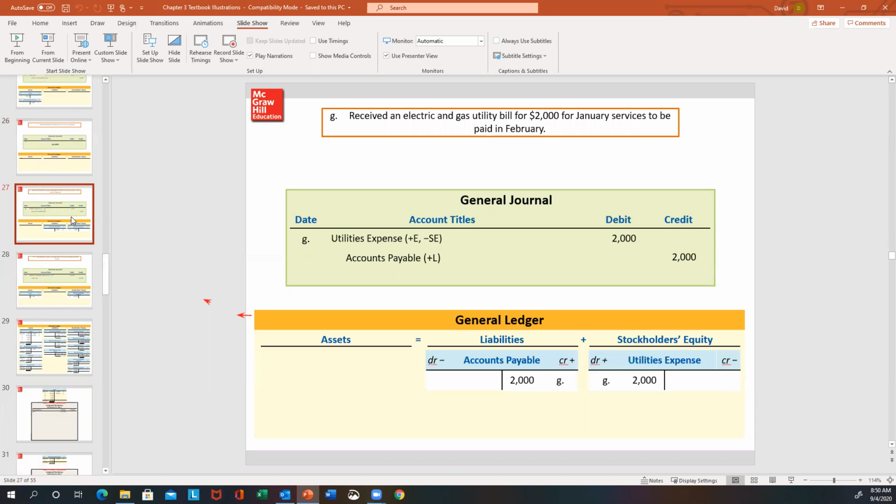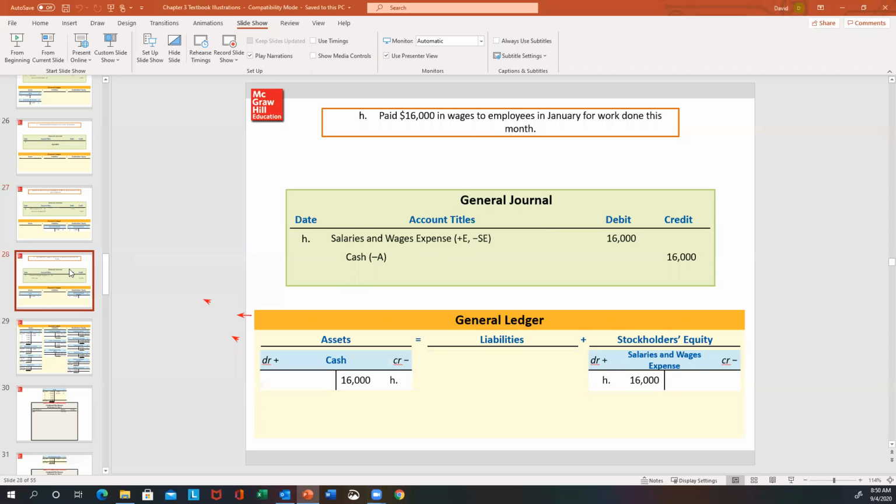Next one, we've got the gas and utility bill. We're not going to pay it till next month, but because we've already incurred it for the month of January, you still go ahead and accrue that expense. So you debit the expense and credit most likely accounts payable. And I think there's one more. We paid the wages for January. So this is just simply going to be a wages expense debit and a cash credit, and then again, post to your ledger.